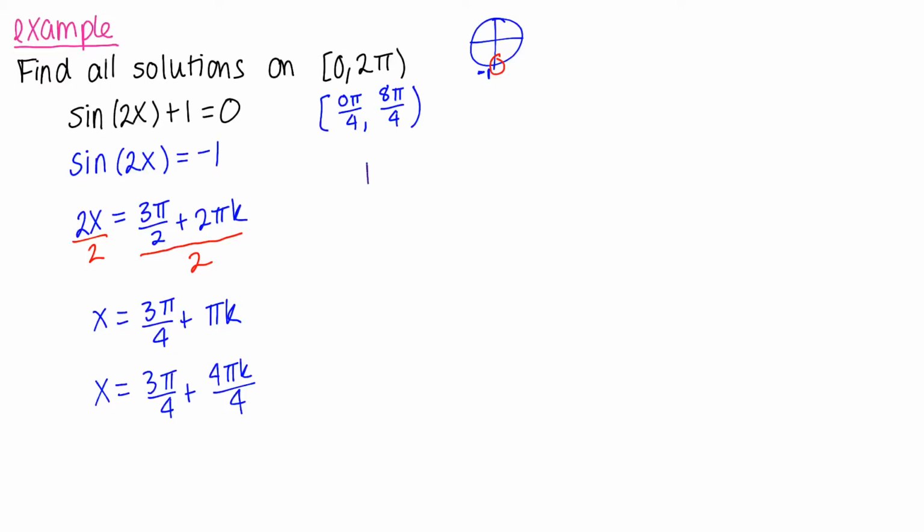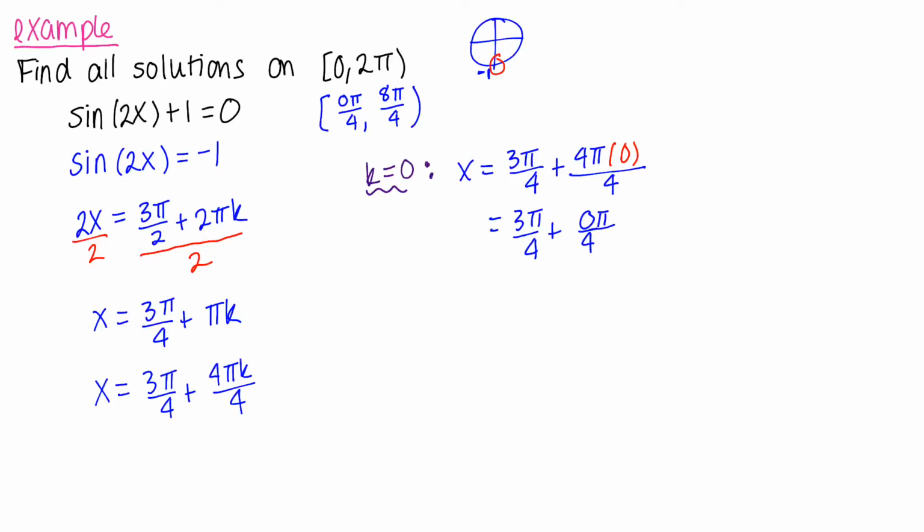So we start with k equals 0. I'm plugging in k equal to 0 for this equation right down here. So x is equal to 3 pi over 4 plus 4 pi times 0 over 4. We get 3 pi over 4 plus 0 over 4. We could say 0 pi if it makes you happy. This is just going to be 3 pi over 4. So that's going to be one of our answers, 3 pi over 4. All right. This is not outside of our interval yet, so I'm going to keep trying.